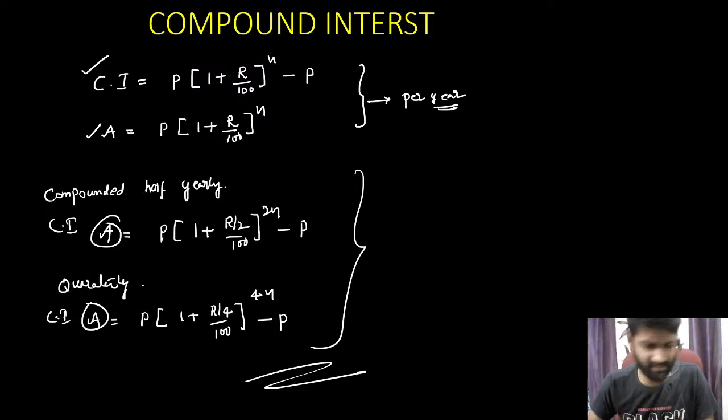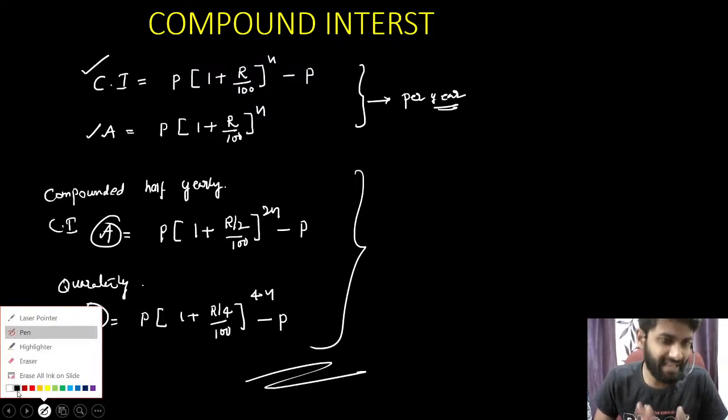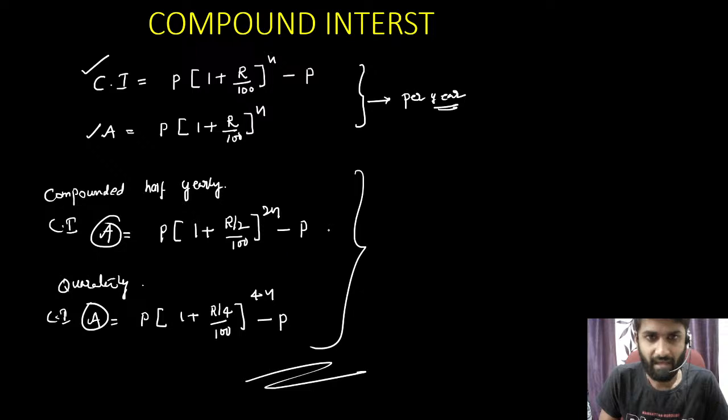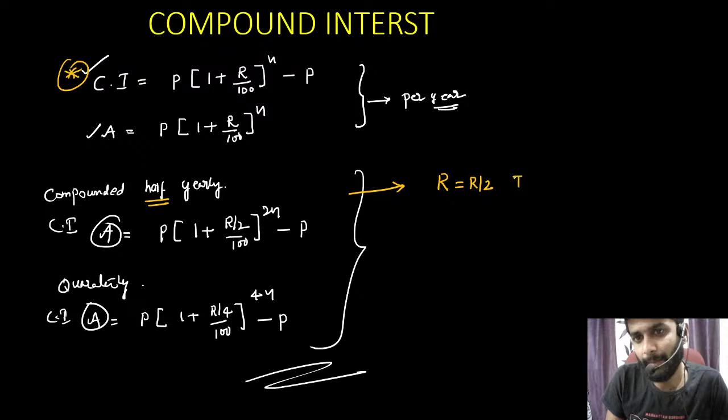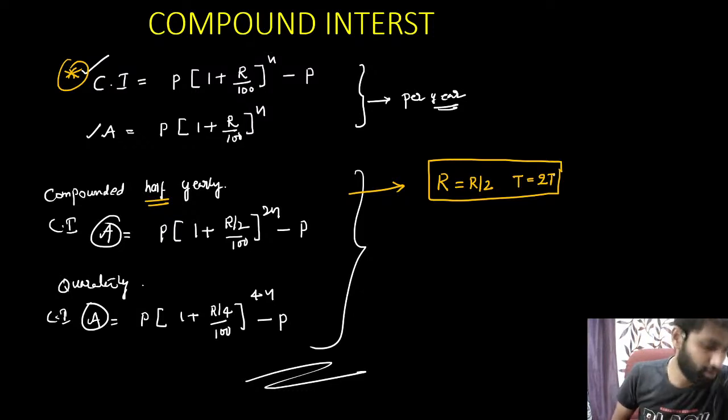But formulas don't matter. How we are doing the calculation is most important. Now, I need to minimize each and every calculation. Just observe, guys. If any question is related to compounded half yearly, simply the rate of interest is halved and the time period is 2 times. Need to remember these points.